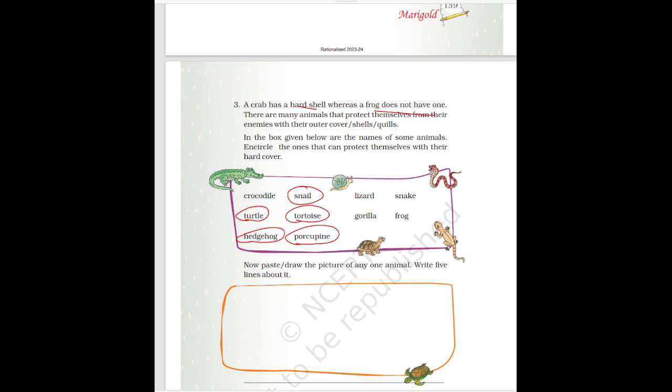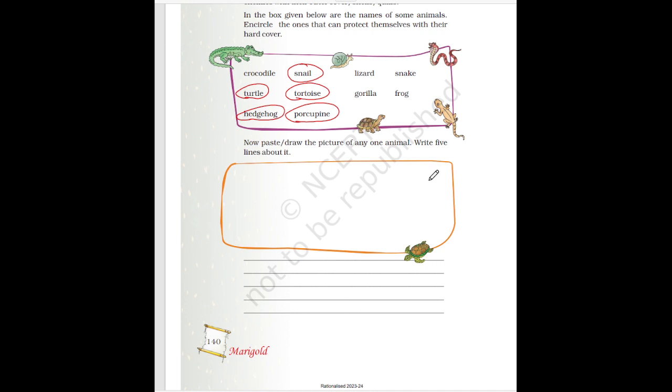Now draw the picture of any one animal. Write 5 lines about it. So you have to pick any animal, and you can either draw or paste the picture, and you have to write a few lines about that animal. You can write about snake. You can draw the picture of the snake. Then you write about the snake that the largest snake is the cobra.